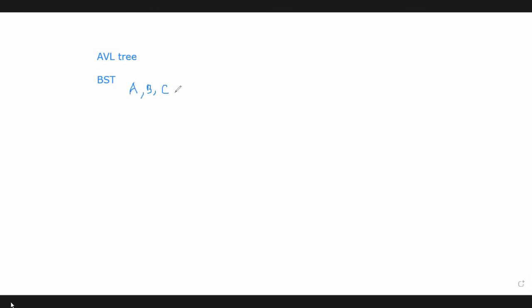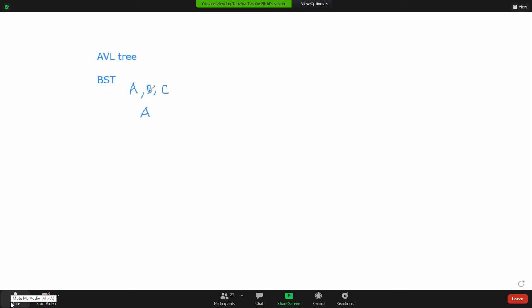So if the sequence A, B, C is given, how can we create the binary search tree? We are trying to create the AVL tree, but at first we have to create the binary search tree with these three nodes. So at first insert the first one, A. A is the root node. Now the next node is B. In which subtree will we add it? Right, B is greater than A, so in the right subtree.